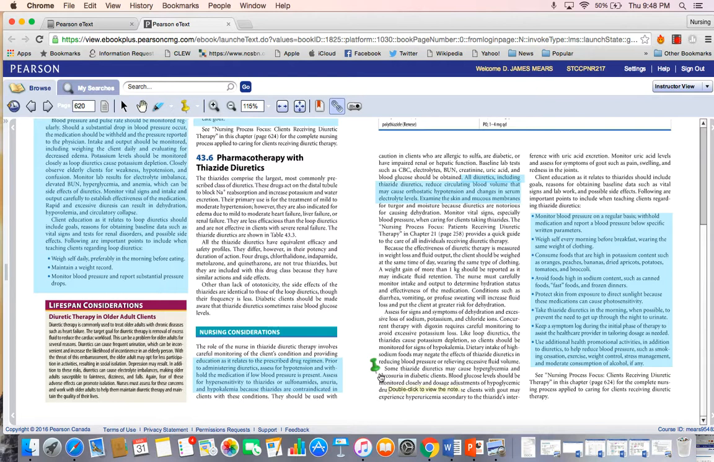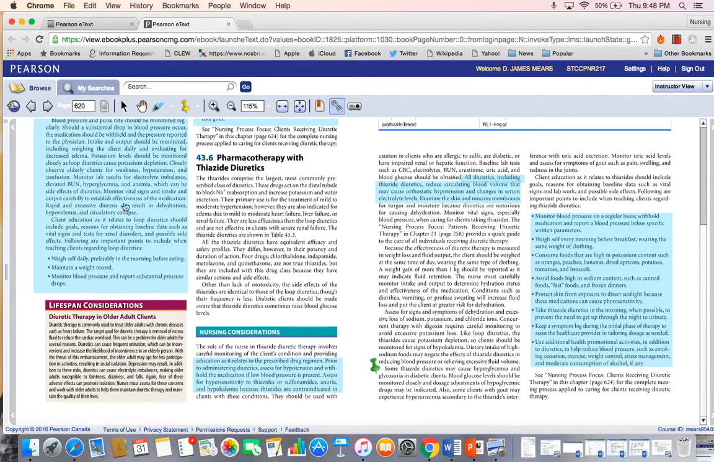And again, the health teaching would be very similar. Take it in the morning. Increase potassium in your diet. Weigh yourself daily. These are very, very similar health teaching. What else? Oh, protect skin from exposure to sunlight. This is unique to this one. Thiazide diuretics may cause some photosensitivity, and so keep that in mind.